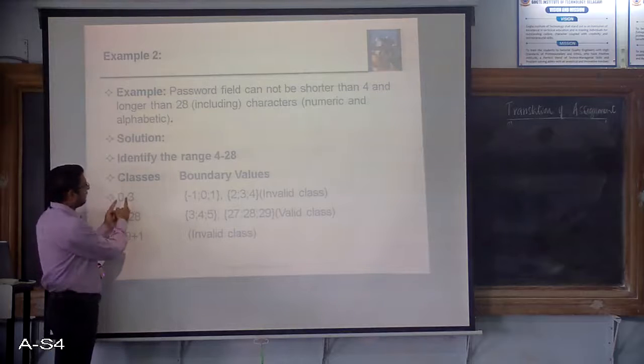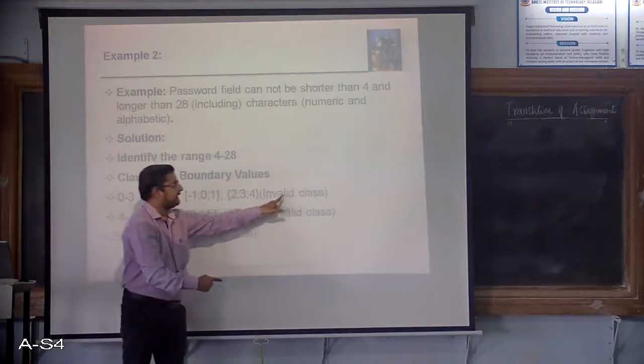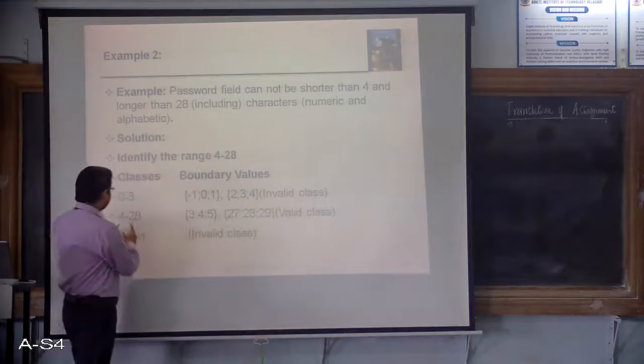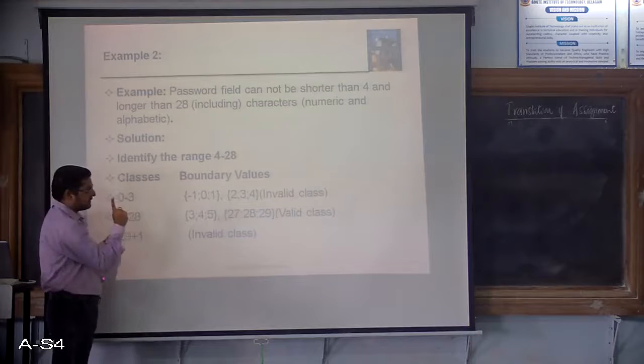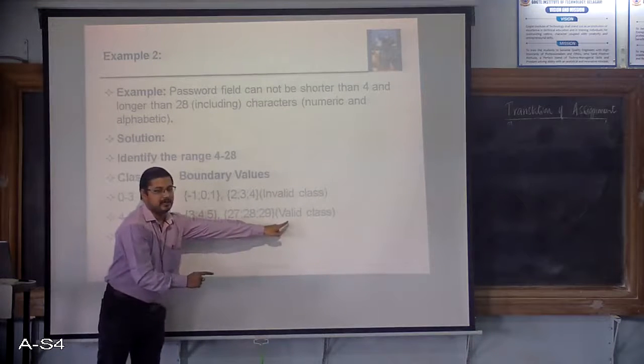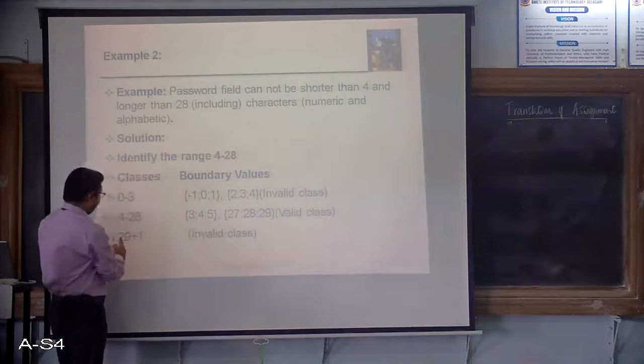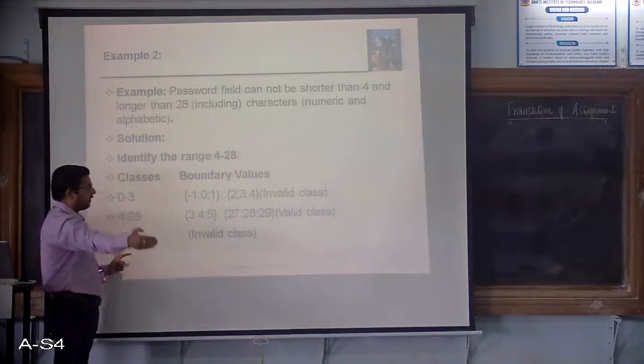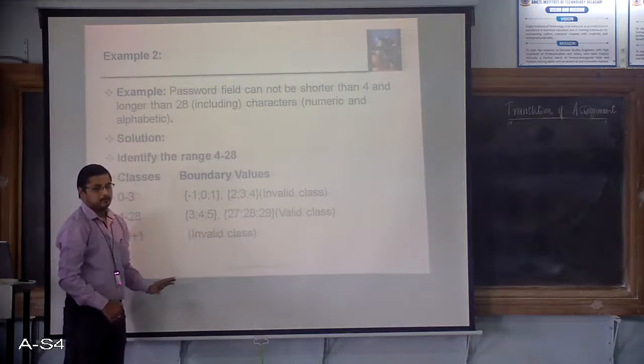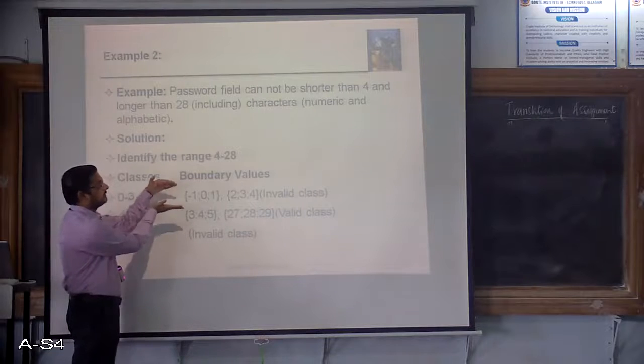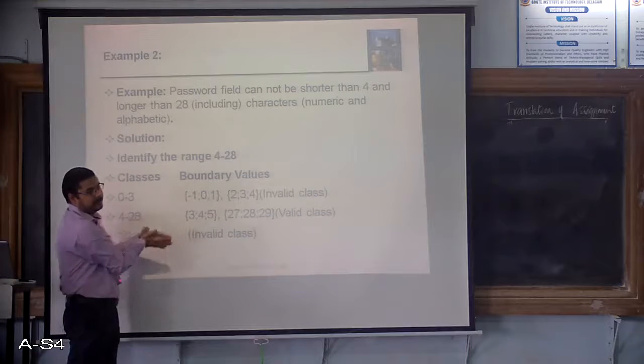What are the invalid classes? If it lies between 0 to 3, it is an invalid class. If your password length lies between 4 to 28, then it is a valid class. If it is beyond 28, meaning 29 plus, it is an invalid class. So this is the way to classify the equivalence partitions of your data.